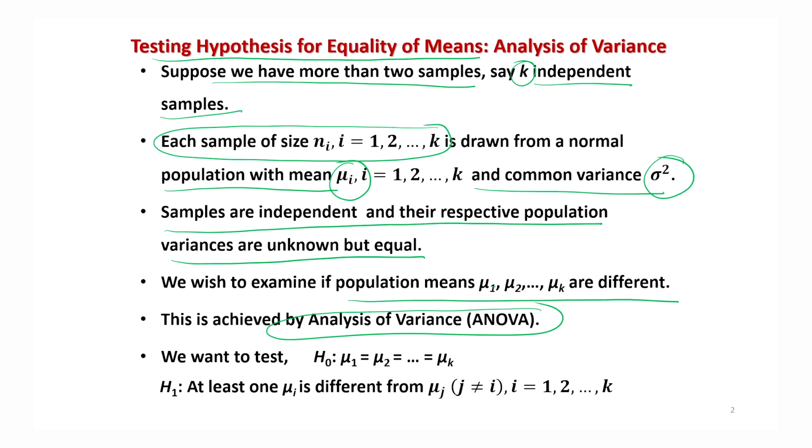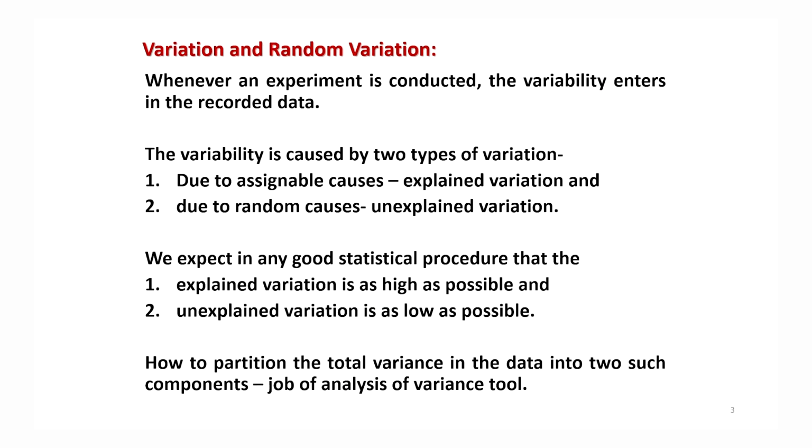So essentially we want to conduct the test of hypothesis H0: mu1 equal to mu2 equal to mu k. And the alternative hypothesis here is at least one mu i is different from mu j, right, where i is not equal to j, from 1 to k. So if any pair of mu i and mu j is not equal, then the hypothesis will be rejected. And the next step after this will be to find out which pair is responsible for the rejection of the hypothesis.